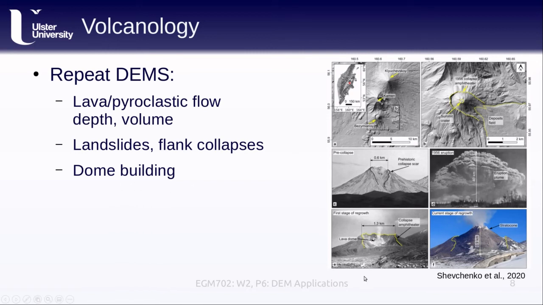So this is an example shown for the Bezymianny volcano in Kamchatka. And in the 1950s, it went through a very large eruption that collapsed a huge portion of the flank of the mountain, much like what we saw with Mount St. Helens in the practicals from last week and this week.